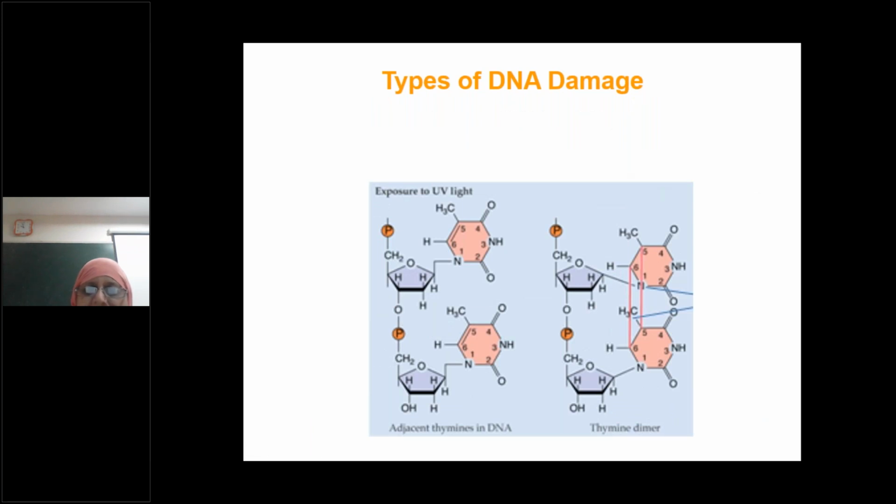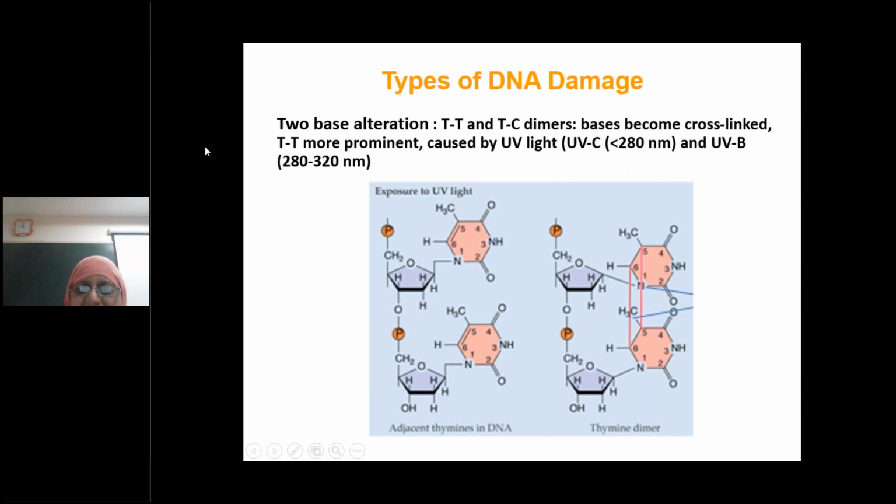Then the next is exposure to UV light, we said two base alteration that may result in the formation of thymine dimer, a pyrimidine dimer. This thymine dimer is the most common, or a thymine cytosine dimer may also occur. So it occurs as a result of UV radiation B and sometimes C also. So here you can see that exposure to UV light, this is a formation of a thymine dimer occurring as a result of UV radiation.